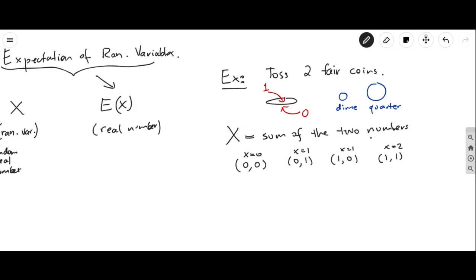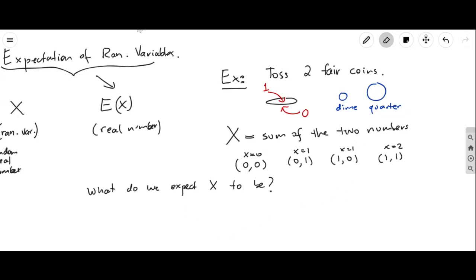So here's something you can ask. What do we expect X to be? I mean, we do not know what X is going to be. That's the whole point, because X is a random variable. It can take any number, 0, 1, or 2, and that happens randomly. But you can see that, well, what do we expect? One thing we can see is that it's much more likely for it to be 1 than to be 0 or 2, because this one happens twice as often.